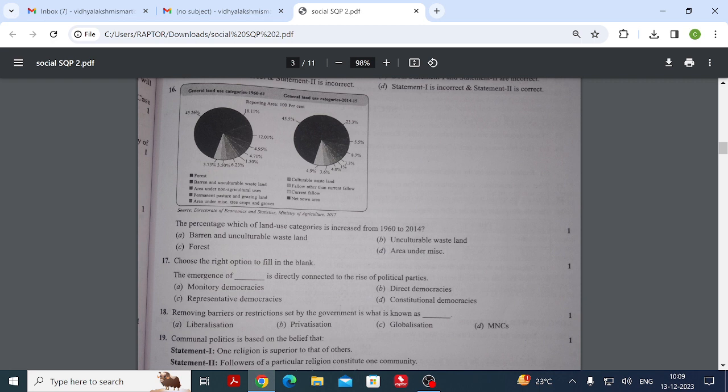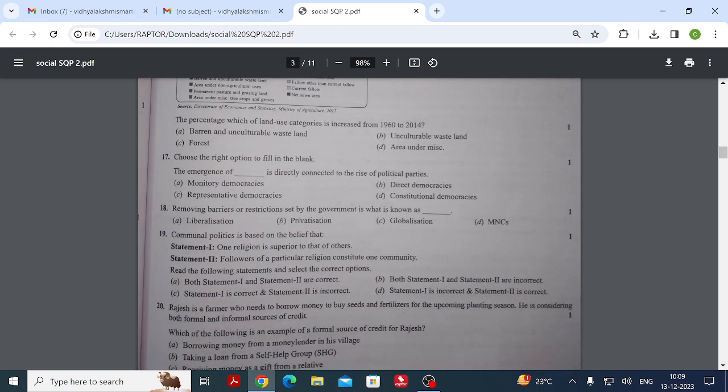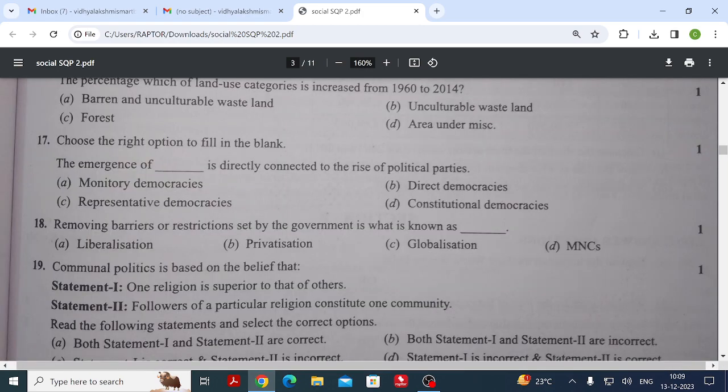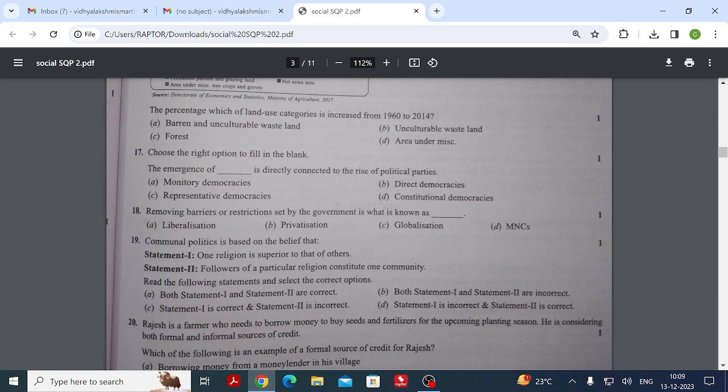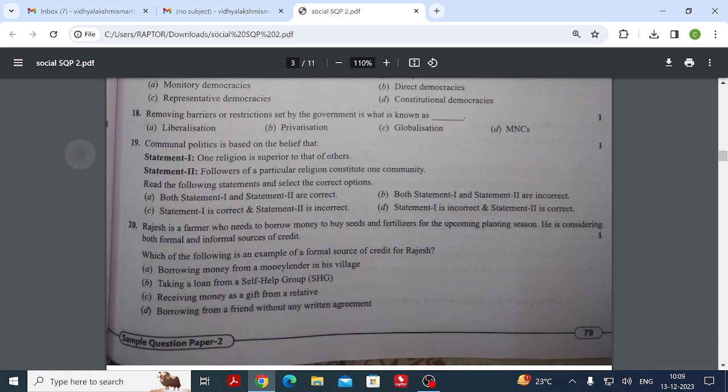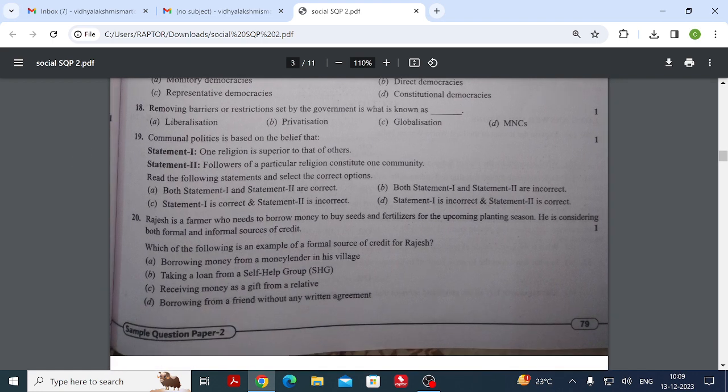Okay, now choose the right option, fill in the blank. The emergence of dash is directly connected to the rise of political parties. Representative democracies, removing barriers, liberalization. Communal politics is based on the belief that one religion is superior to others. No, it's all about communal politics.